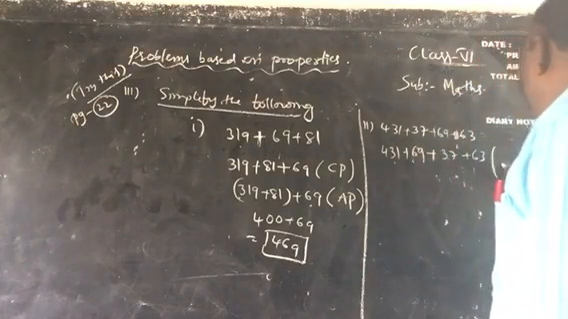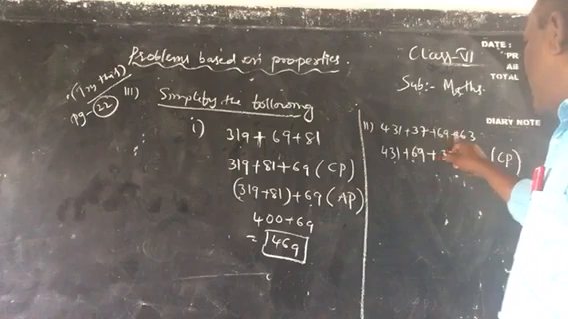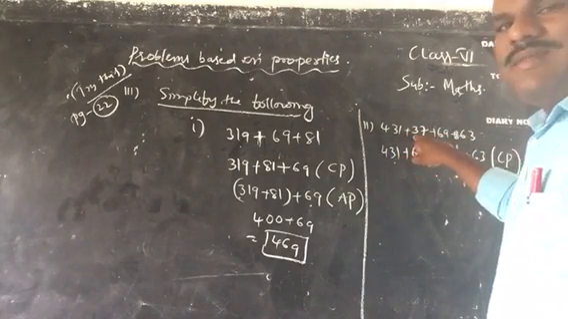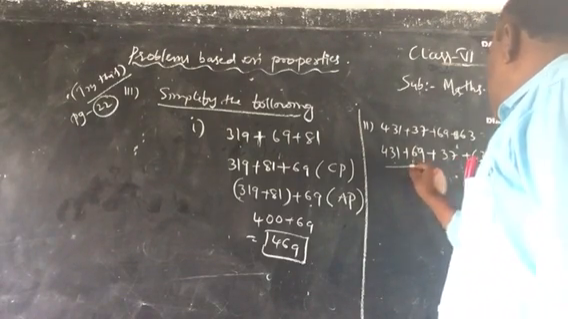This is which property, children, you know? Commutative property, CP. Commutative because I have changed here. I brought this side here and took this side. So 69 I brought and 37 I took from the right side of the number. So now these two and these two.